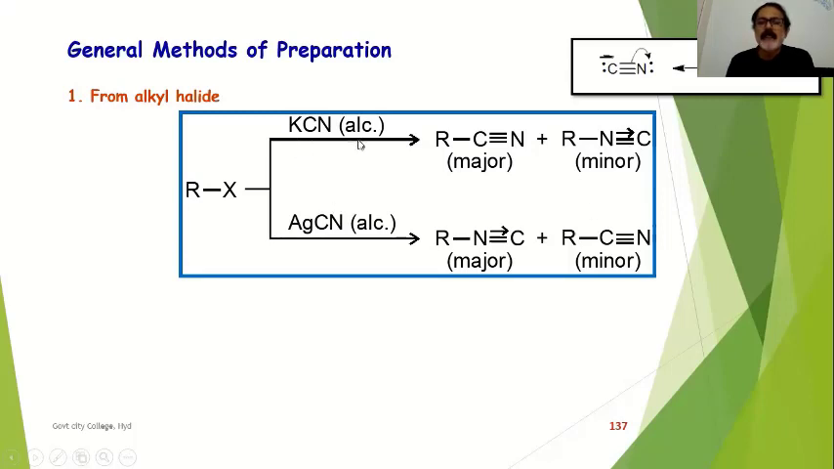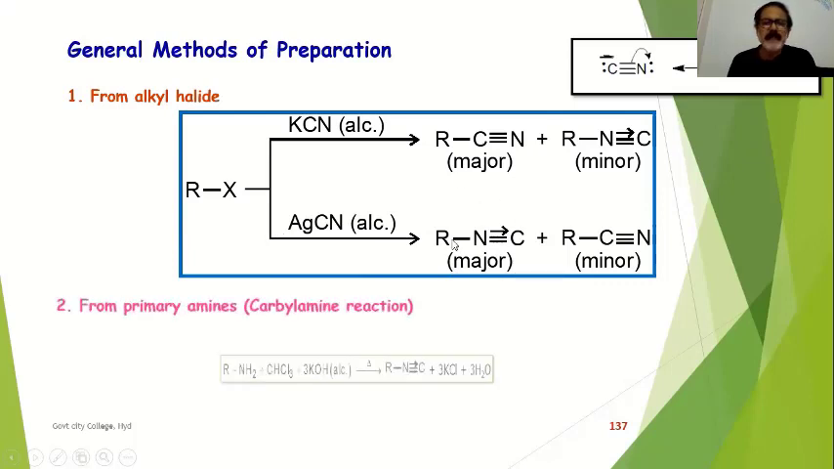But instead of potassium cyanide, if you use silver cyanide, here the reaction will be reversed. When alkyl halide reacts with silver cyanide, you are getting a major product as isocyanide. So when they ask you to write about isocyanide preparation, what are you supposed to tell? Alkyl halide reacts with silver cyanide in alcoholic solution, you will get isocyanide. This is a comparison reaction. This is the major reaction.